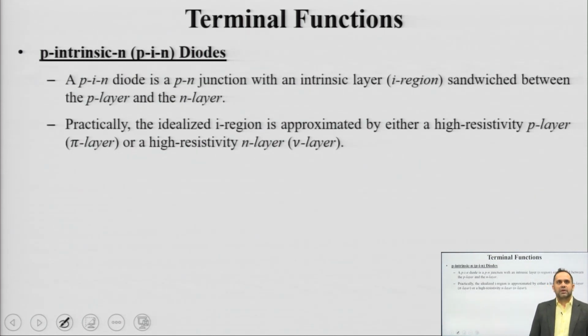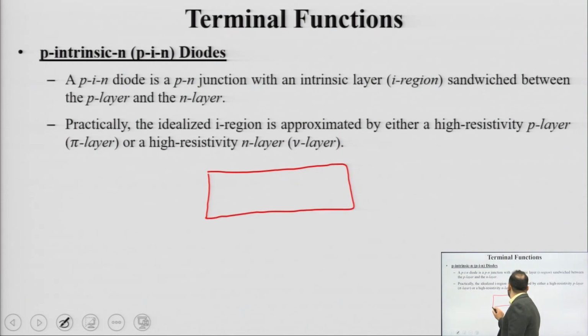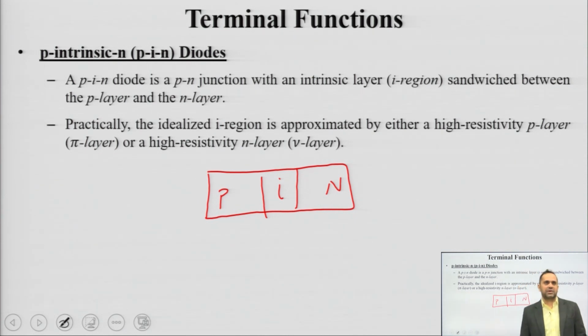The next terminal function which I want to discuss, which is very frequently used in high frequency microwave circuits, is the pin diode. I here stands for intrinsic. So, between P and N type semiconductor you sandwich an intrinsic region. Intrinsic is the region which is not doped at all. The idealized intrinsic region can be either a high resistivity P layer known as pi layer or a high resistivity N layer known as nu layer. So, in your P and N regions, you sandwich an intrinsic region in the middle. This is known as a pin diode.